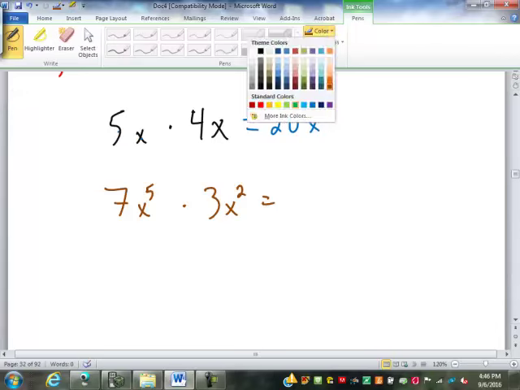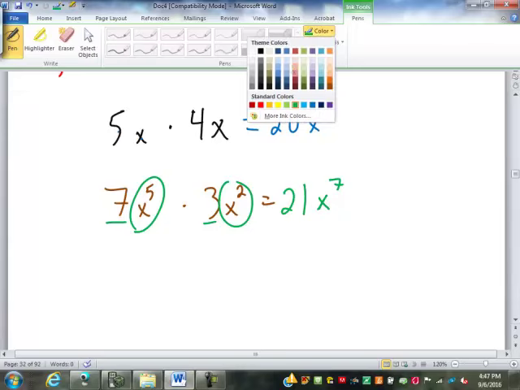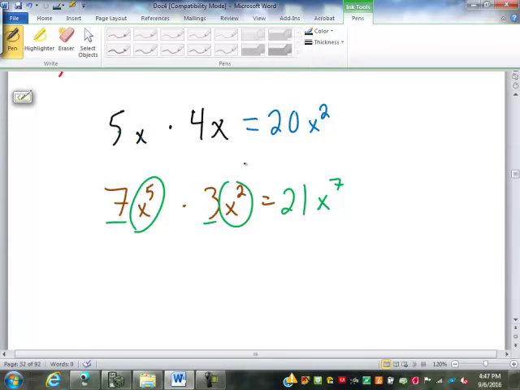So using what we learned in the first hour, we can look at something like this. 7x to the 5th times 3x squared. We combine the counts. What's 7 times 3? 21. Then we combine the names. X to the 5th times x squared is x to the 7th. We add the powers. 5 plus 2 is 7. Good.